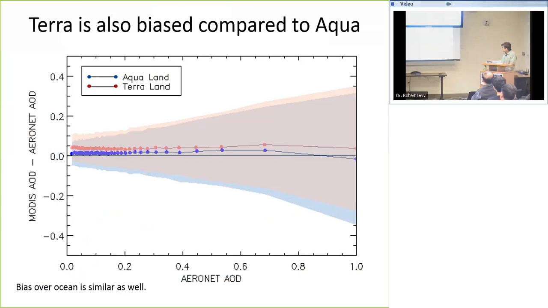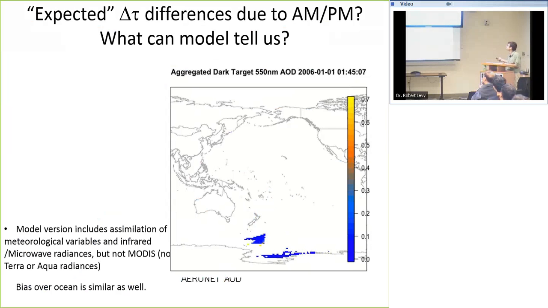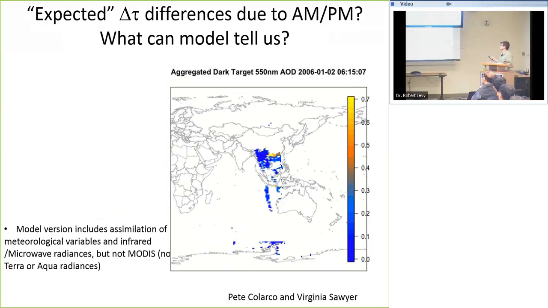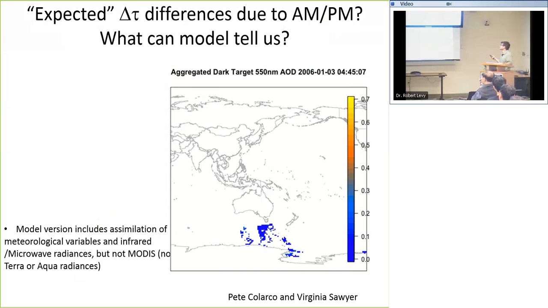And these are compared to AirNet. So now we see that Terra is biased a little higher compared to the AirNet than Aqua. And so we've been trying to ask more recently about why this is happening. So we played some games where we were looking at a model.